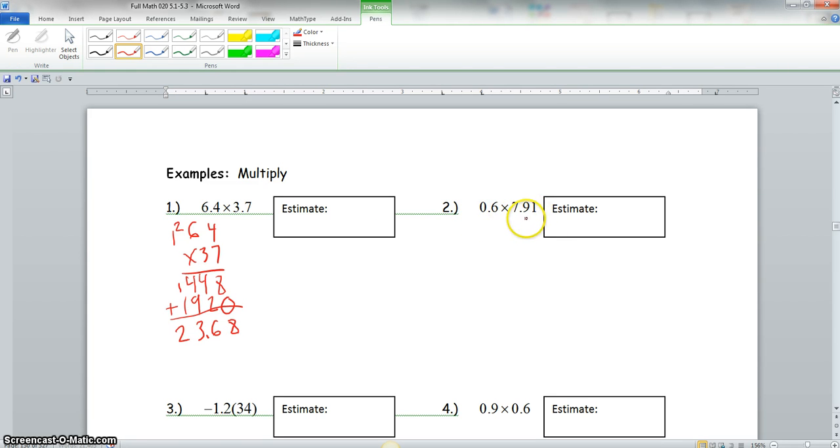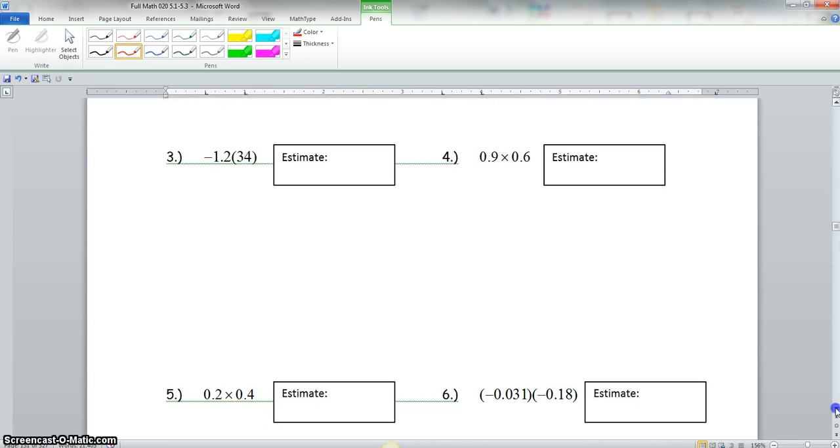If we imagine the decimal is not there, this 7.91 will be longer than this 6. So we'll put 791 on the top times 6. 6 times 1 is 6. 6 times 9 is 54. We carry our 5. 6 times 7 is 42 plus 5 is 47. So we have 4,746. Now we count how many digits we have behind the decimal. We had 3 digits behind the decimal, so our final answer must have 3 digits behind the decimal.